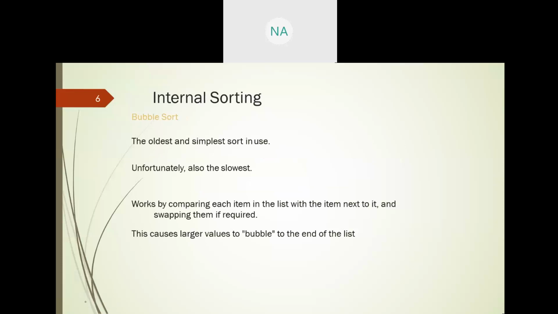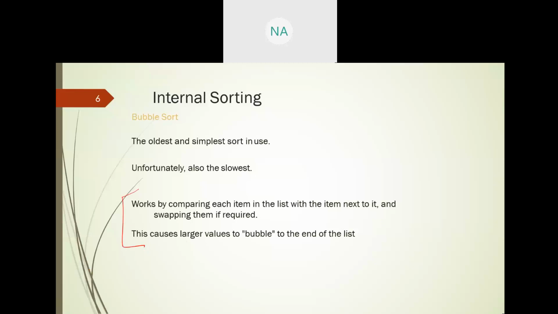bubble sort. We will first discuss bubble sort, the oldest and the simplest sorting algorithm, and it is also the slowest sorting algorithm. That is, the order of complexity of the bubble sort is worst. The general idea of the bubble sort algorithm is this: you compare each item in the list or array with the item next to it and swap them if they are not in the proper order.